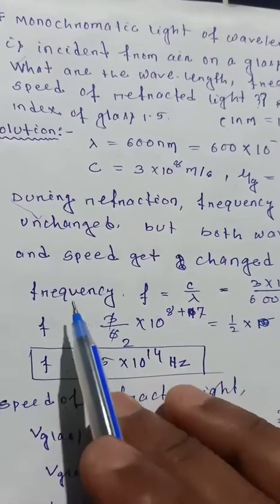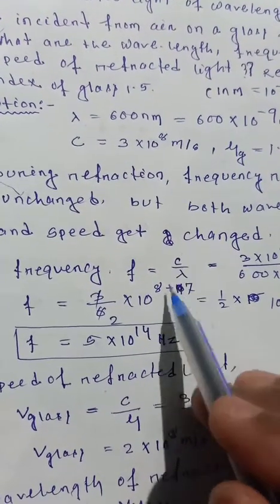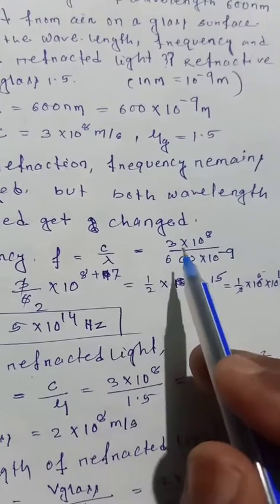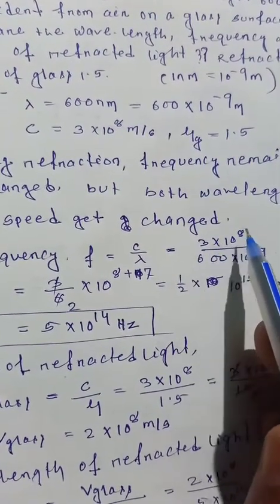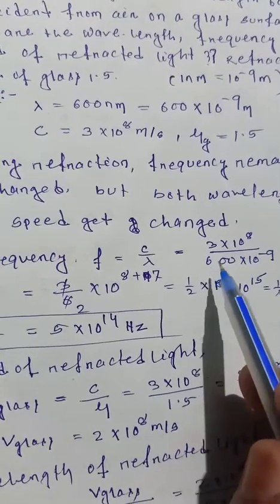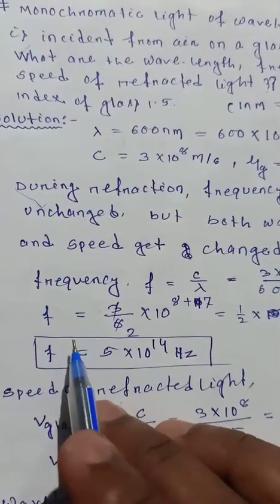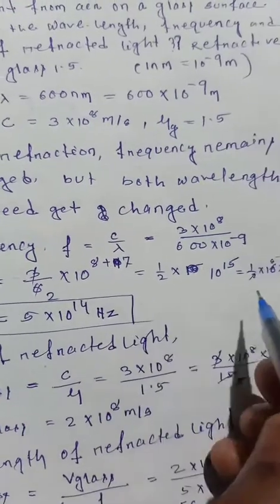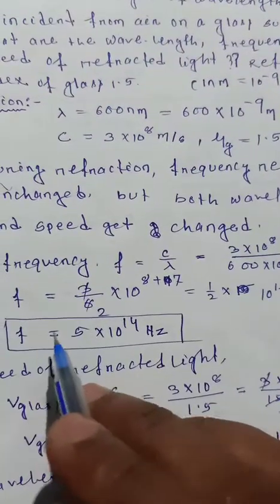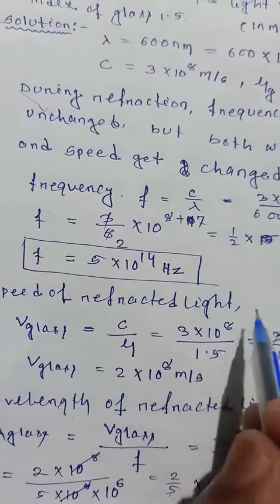The frequency, you know, f is equal to c by lambda. C is the velocity of light, lambda is the wavelength. The wavelength of the given light is given, so velocity of light is 3 into 10 to the power 8, and lambda is 600 nanometer, so the frequency is 3 by 6 into 10 to the power 8 plus 7, which simplifies to 5 into 10 to the power 14 hertz.